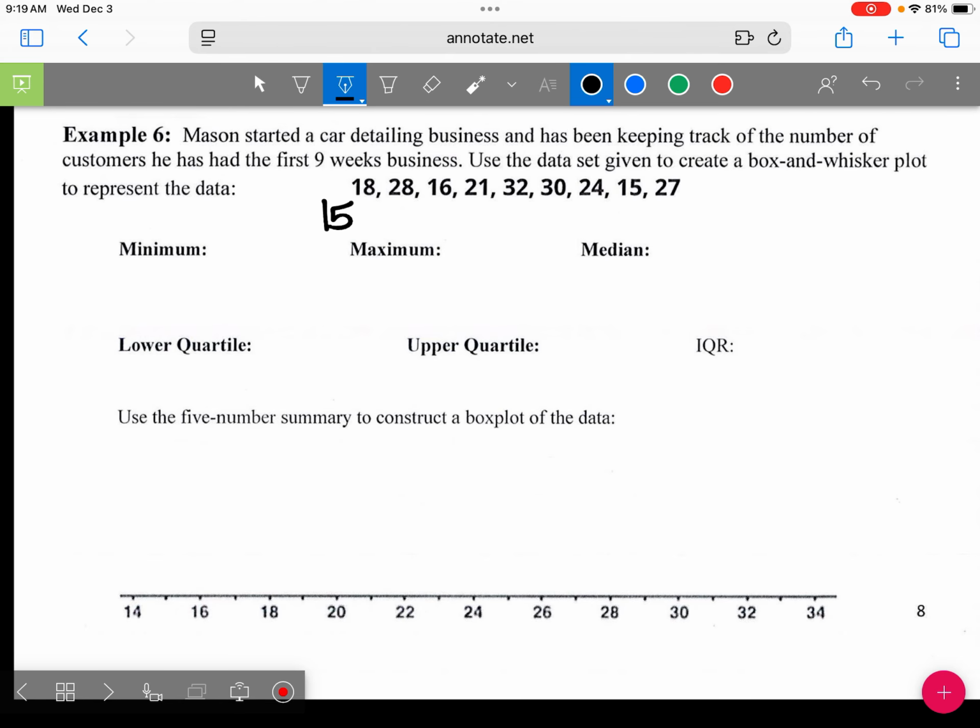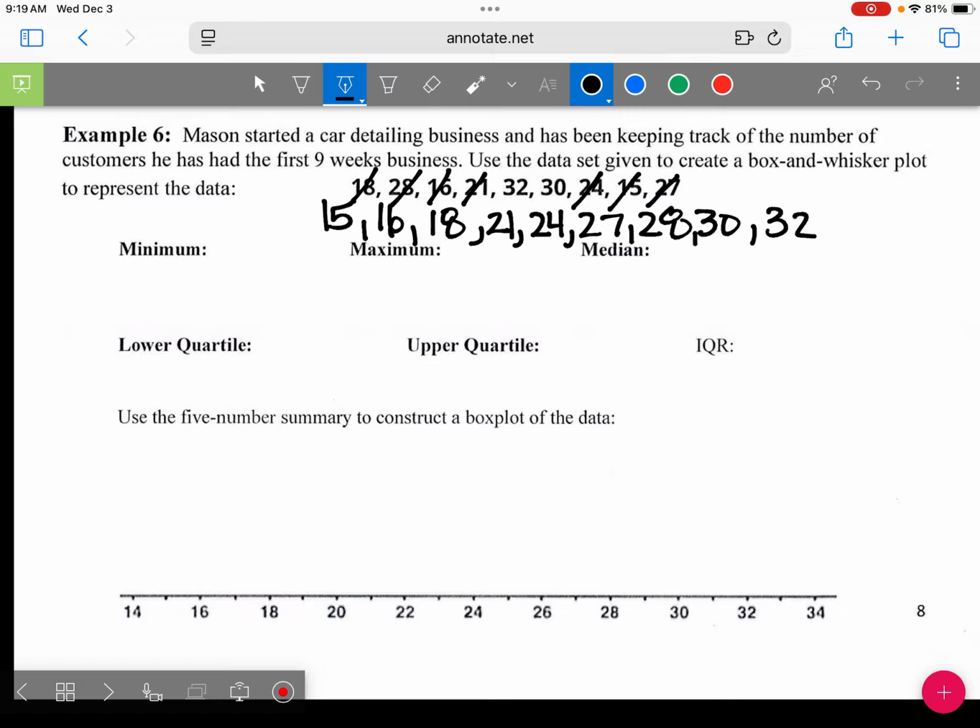And you should have 9 numbers after you put it in order. So after you put them in order, make sure you count to make sure you still have 9 numbers. Find the max, the min, and the median. And we could talk about the Q1, lower quartile, and upper quartile together.